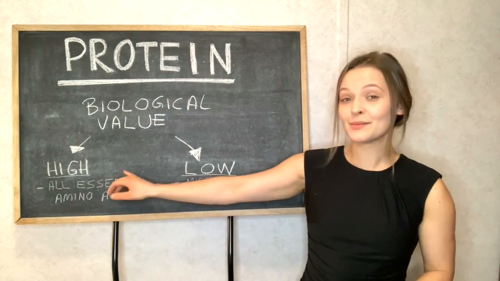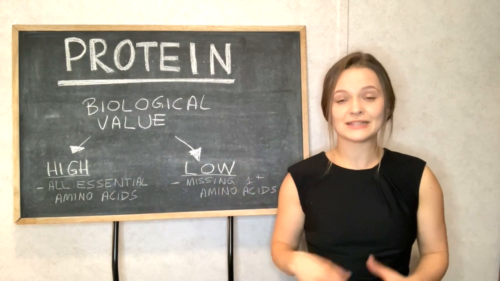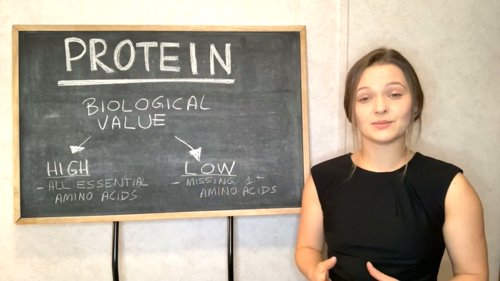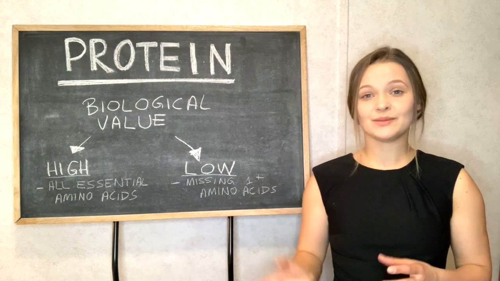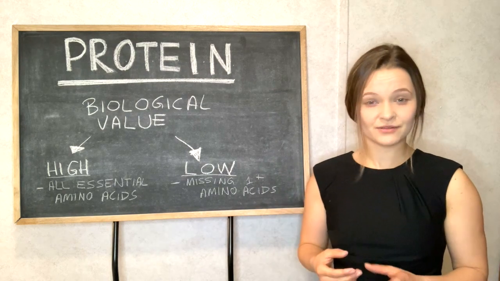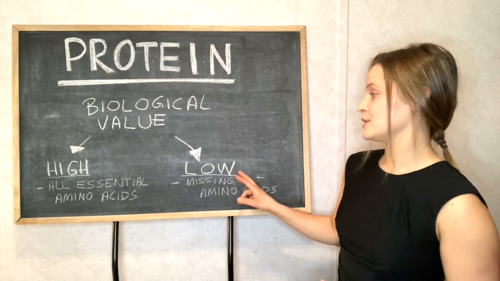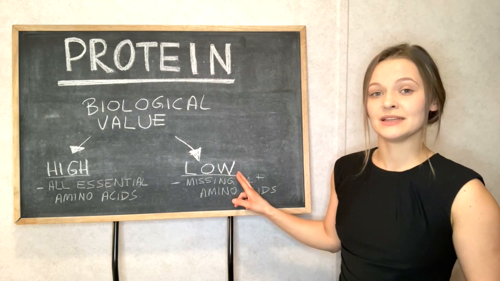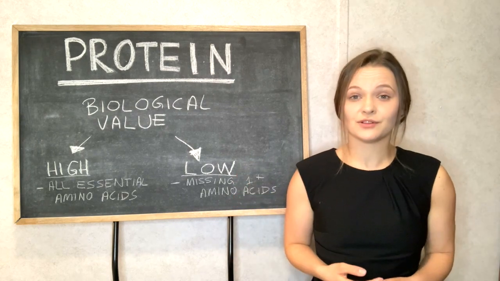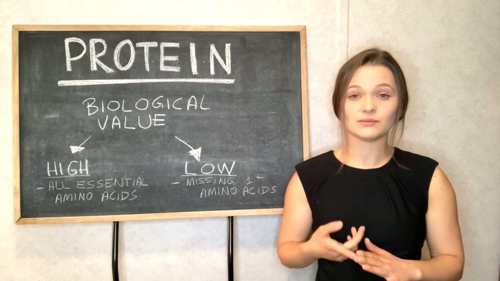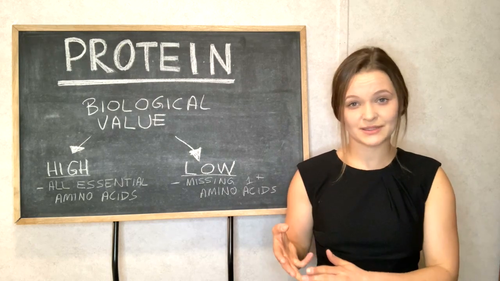In contrast to the high biological value, when a food is missing one or more of the essential amino acids, it's an incomplete protein because it doesn't have the full set of essential amino acids. That's the low biological value protein, and this includes plant foods like whole grains, legumes, nuts, seeds and vegetables.